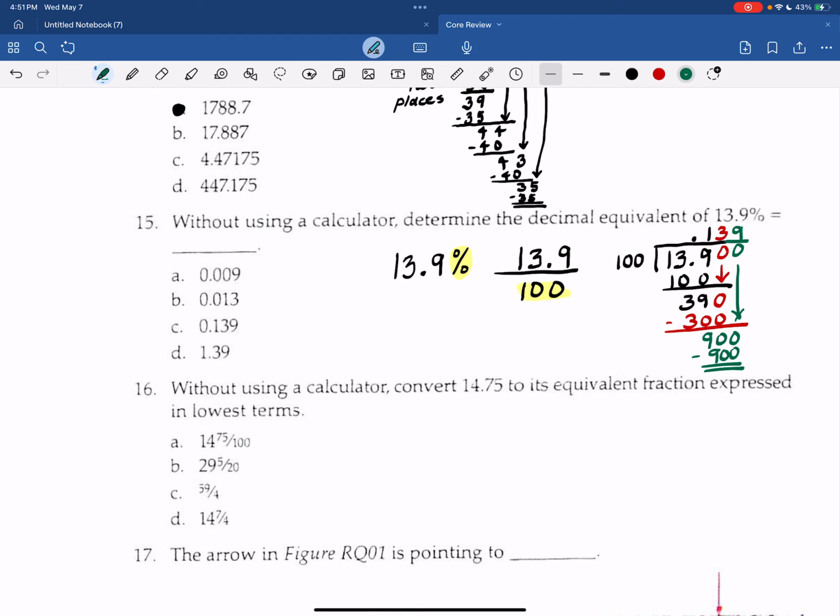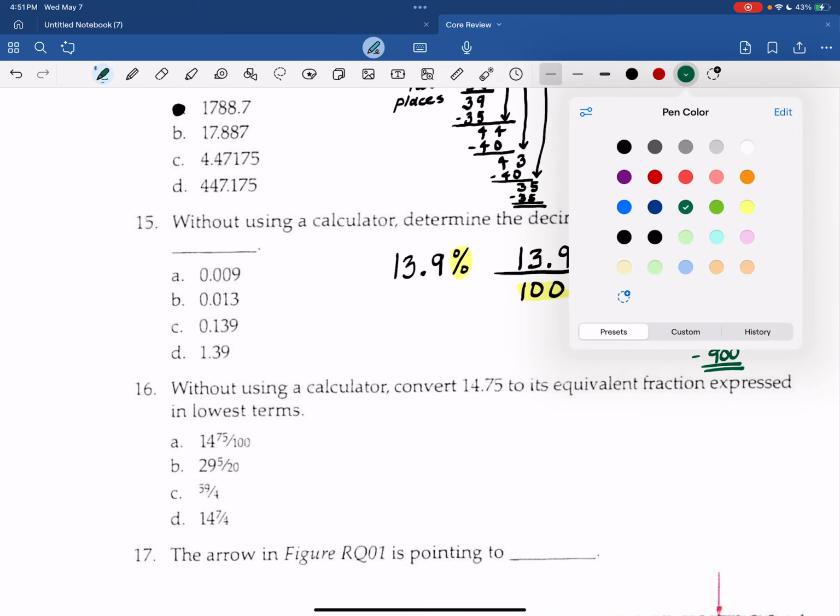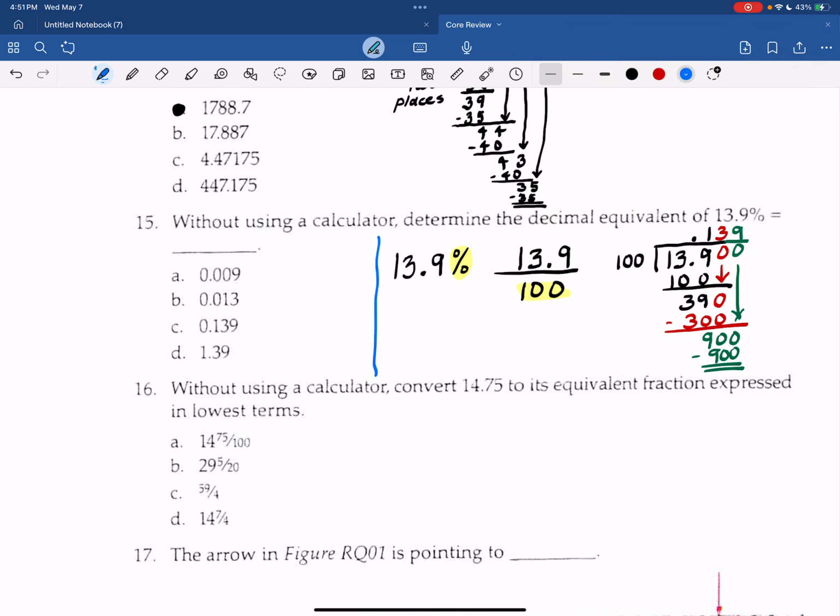But here's the way I would recommend that you do it. Take your 13.9, drop your percent sign, well, not annihilate it, just drop it, and move that decimal 2 places to the left. 0.139 is what you want, and you can put a leader 0 there. You could have put 1 right there. That is C as in Charlie.